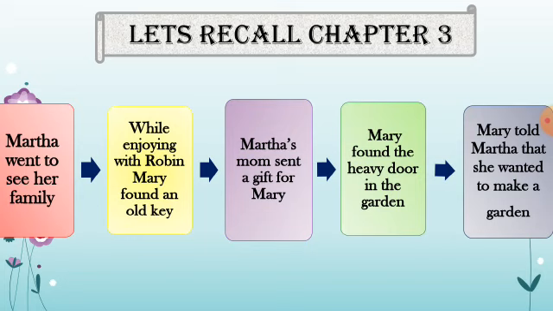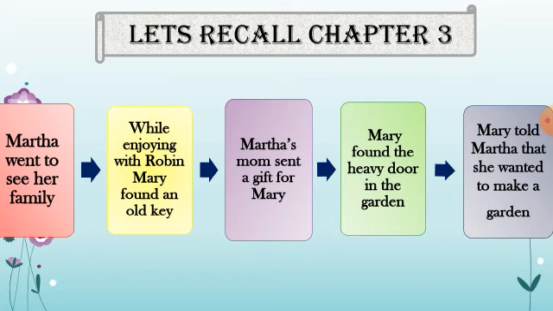Next morning, Martha came back with a gift from her mother for Mary. It was a skipping rope. Mary skipped and went into the gardens. As the wind blew, Mary found the heavy door in the garden. She unlocked the door, and there she was inside the secret garden.